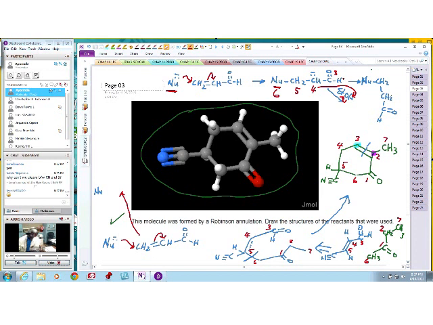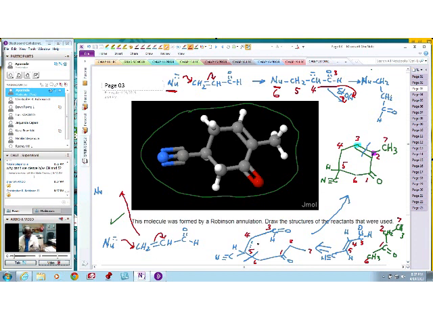Okay, somebody say, why can't you clip between the cyano group and carbon number 5? That will take you nowhere. Keep in mind what you want to do.